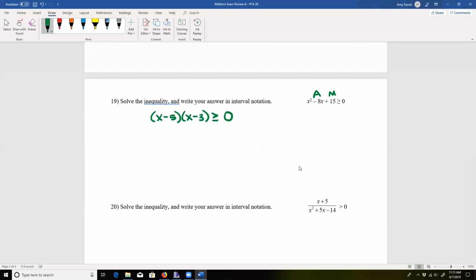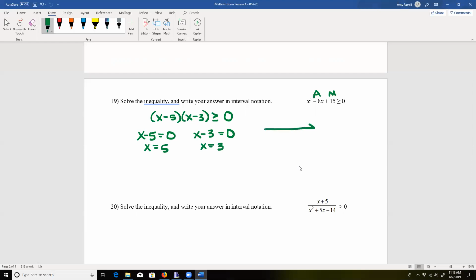And we're going to find for what x this is equal to 0. And those are going to be the numbers at which our inequality is going to change sign from either positive to negative or negative to positive. So I'm going to set these equal to 0. I realize this is an inequality, but we start by finding these 2 numbers here. So we have 5 and 3.